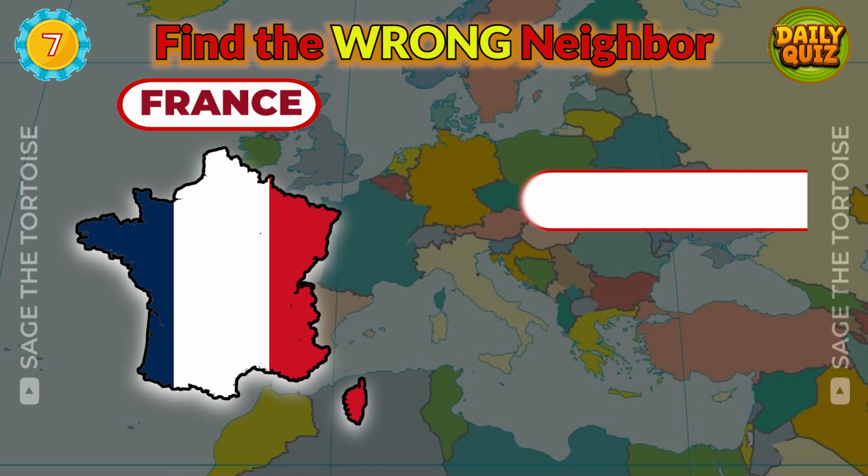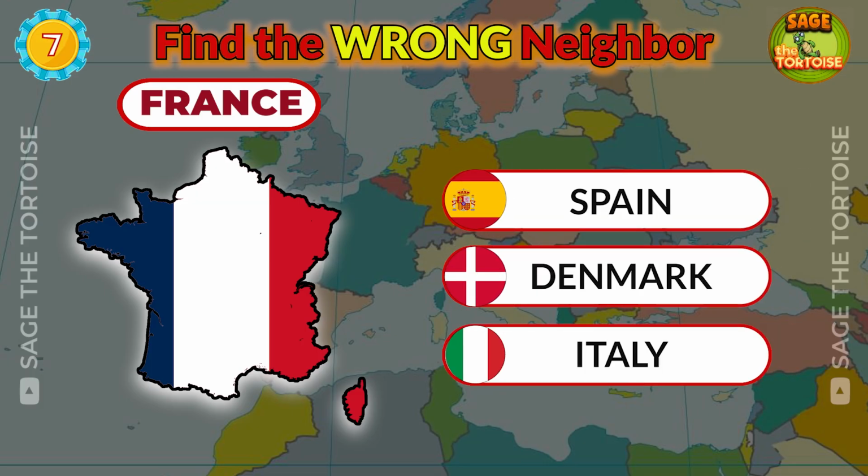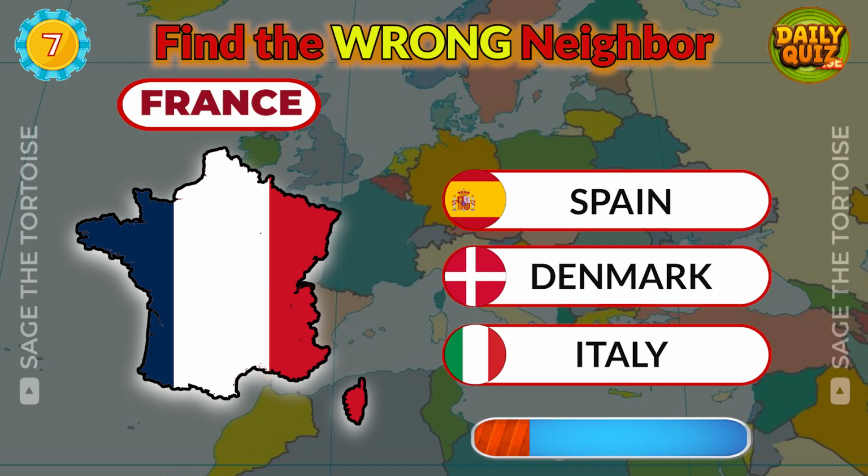France borders Spain, Denmark, and Italy. Which one is wrong? The answer is Denmark.